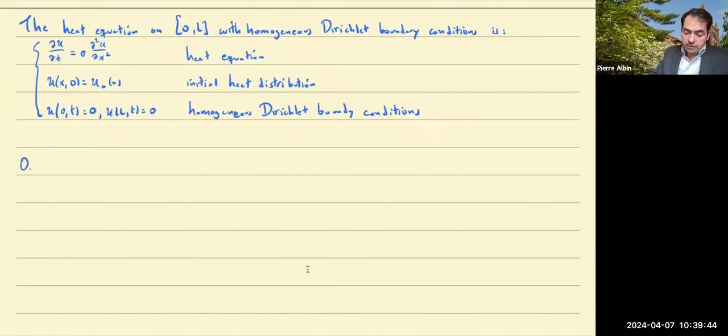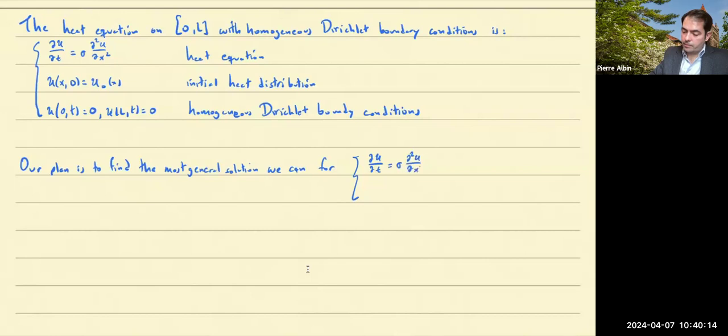So here's how we're going to solve this. Our plan is to find the most general solution we can for the boundary value problem, where I'm just going to ignore the initial heat distribution. So we'll find the most general solution we can for this problem, and then try to match the initial heat distribution.